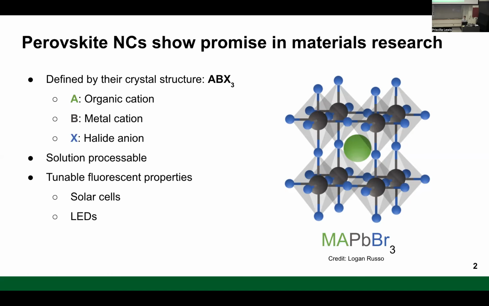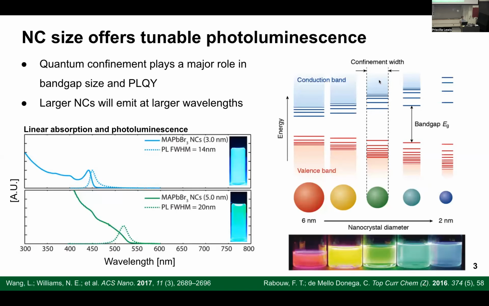Now, perovskites are really interesting for a variety of reasons. One such is that they are solution processable, which often translates to scalability and low manufacturing costs. But of particular interest to us are their unique optoelectronic properties, which make them ideal candidates for solar cells and light-emitting diodes. So let's dig more into these optoelectronic properties.